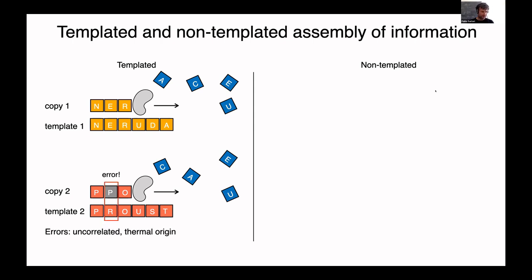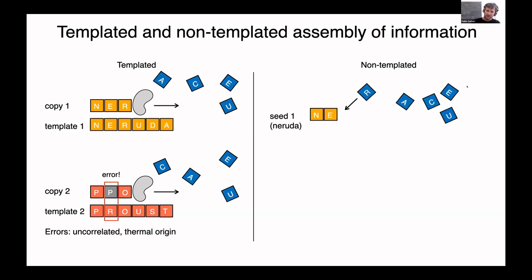Sometimes you will put the wrong letter. And loosely speaking, you can expect these errors to be somewhat uncorrelated. I'm sure there are correlations at the cellular scale to some level, but what I mean by this is that if you move many bases away from the error, you'll still have the template to pull you down to the correct base to put. So errors would largely be uncorrelated, and that would be due to thermal origins. So it would be fluctuations that make you bind the wrong thing.